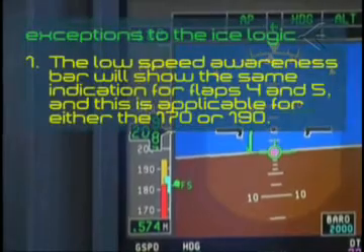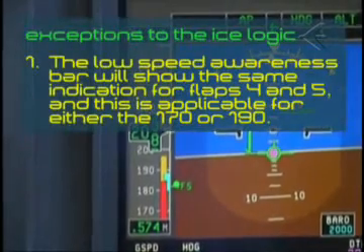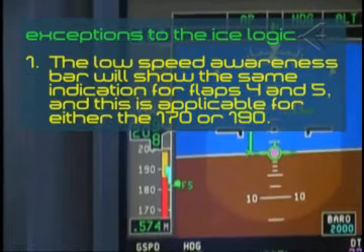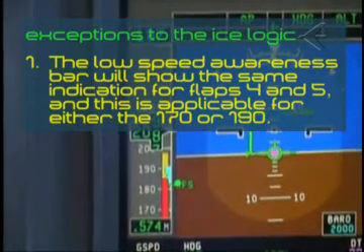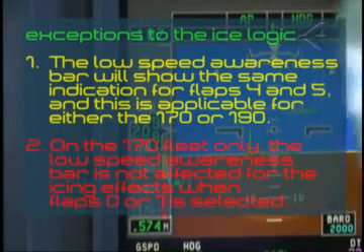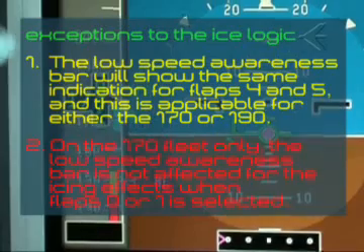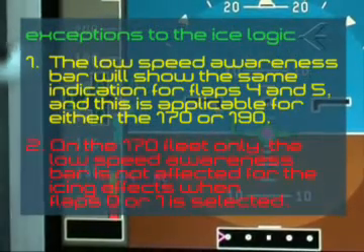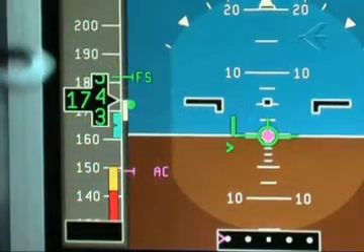1. The low-speed awareness bar red and amber ranges will show the same indication for flaps 4 and 5. And this is applicable for either the 170 or 190 fleet. And 2, on the 170 fleet only, the low-speed awareness bar is not affected for the icing effect when flap 0 or 1 is selected.